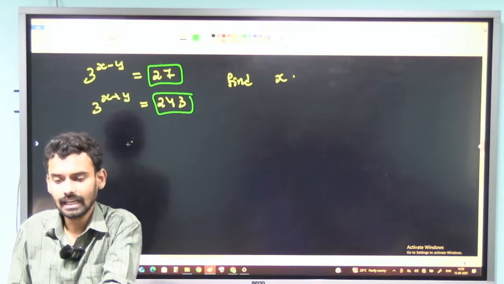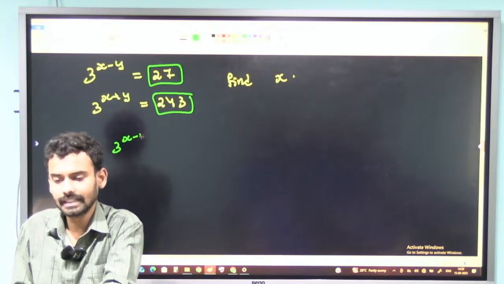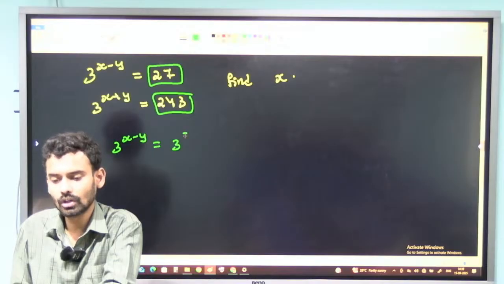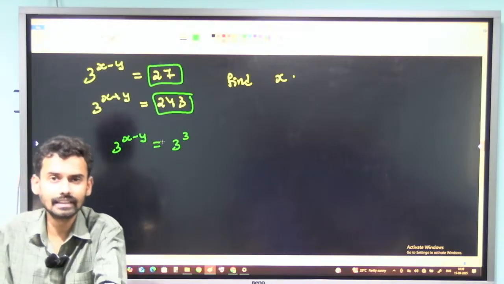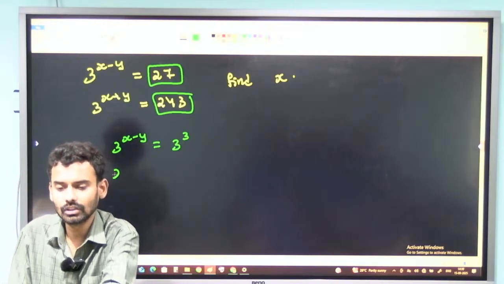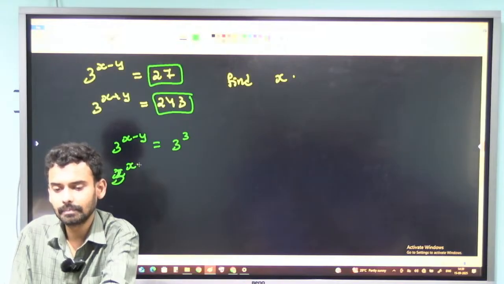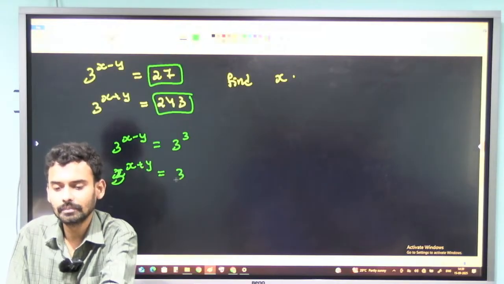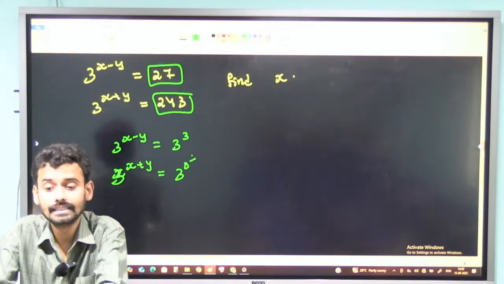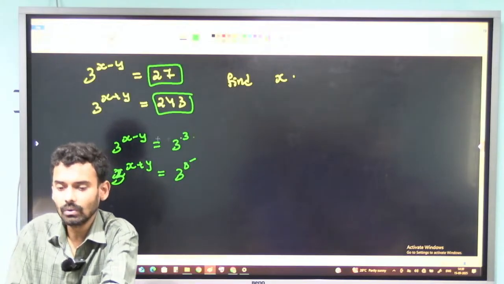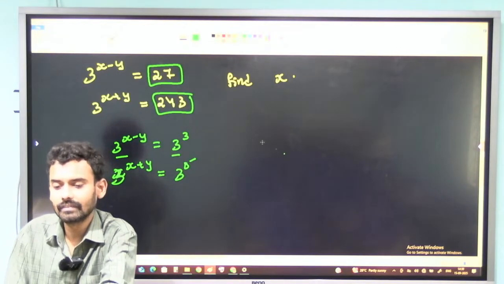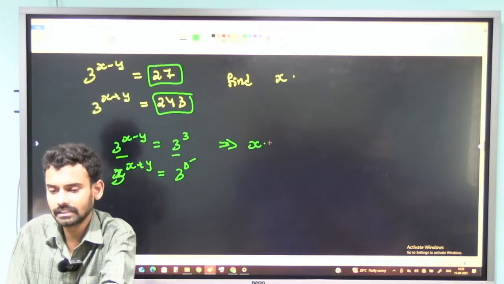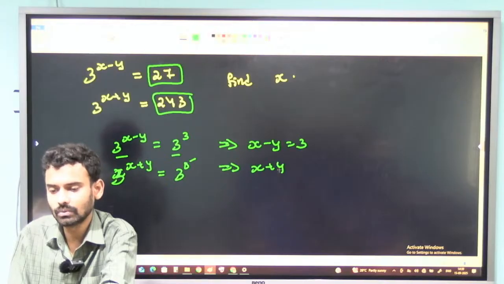I will get 3 to the power of x minus y is equal to 3 to the power of 3, as we saw, 27 is nothing but 3 cube, and 3 to the power of x plus y is equal to 3 to the power of 5, as 243 is equal to 3 to the power of 5. Now bases are same. If I equate the powers, here I will get x minus y is equal to 3, and here I will get x plus y is equal to 5.